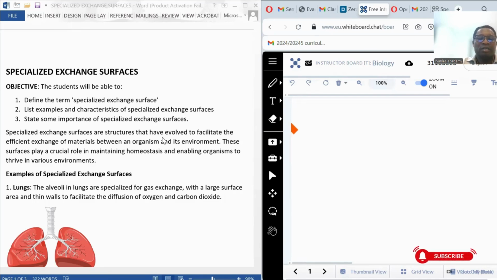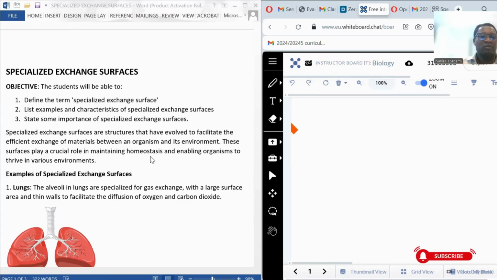So these specialized exchange services allow for the ease at which materials will move between the body of an organism and its environment. And so it plays a crucial role in homeostasis. Homeostasis is a system of maintaining a steady, constant internal environment in the body of organisms.